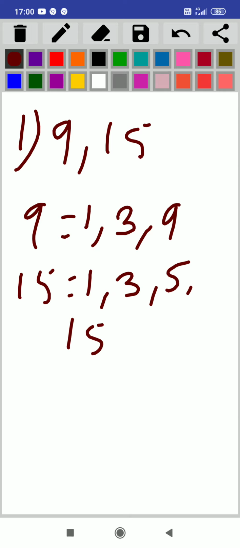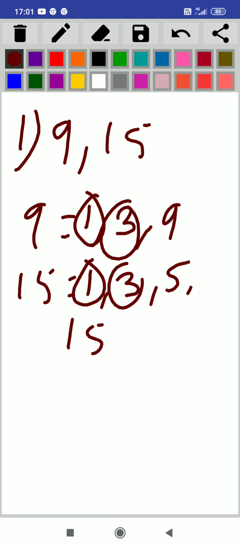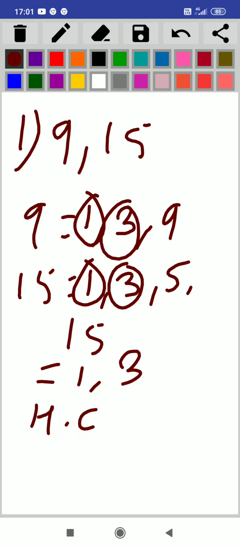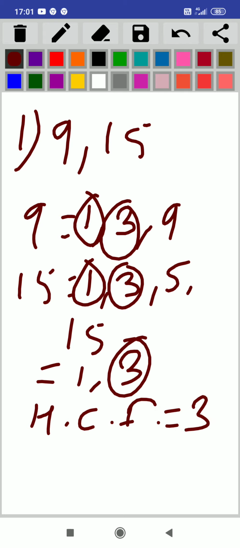So we will see in these factors of 9 and 15, 9 is a common factor, 3 is a common factor, and only the two factors are common. So we will write here the common factors are 9 and 3, and the highest common factor of these numbers is 3. So we will write here 3. This is called the highest common factor. See the next question.